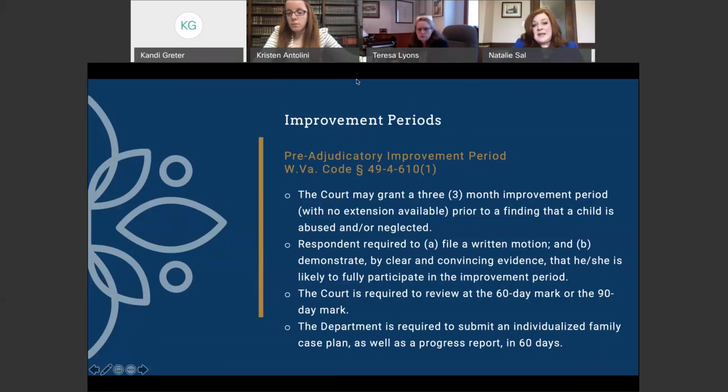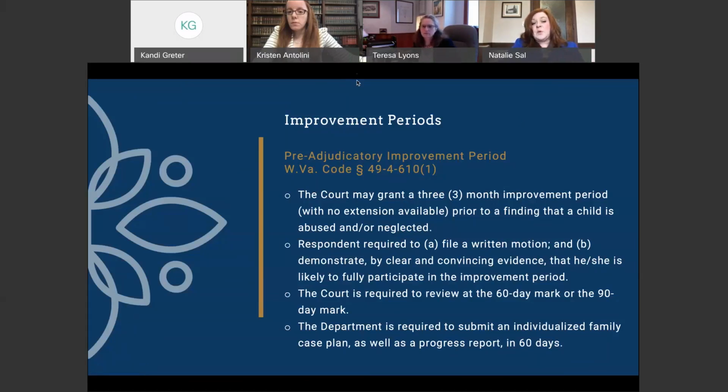To be able to get an improvement period, you have to file a written motion, and you have to demonstrate that the respondent is going to be able to fully participate in that improvement period. The burden is on the respondent to prove that by clear and convincing evidence. So when you're drafting those motions, you really want to highlight what the respondent has done up to that point that demonstrates they're going to be part of this process and that they're really going to engage and try to make some changes.